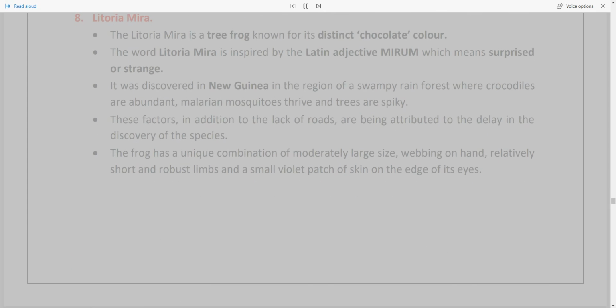8. Litoria mira. The Litoria mira is a tree frog known for its distinct chocolate color. The word mira is inspired by the Latin adjective mirum, which means surprising or strange. It was discovered in New Guinea in the region of a swampy rainforest where crocodiles are abundant, malarial mosquitoes thrive and trees are spiky. These factors, in addition to the lack of roads, are being attributed to the delay in the discovery of the species.